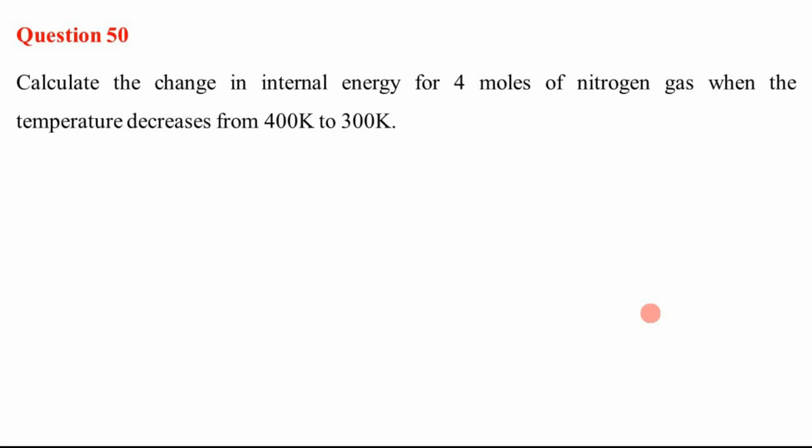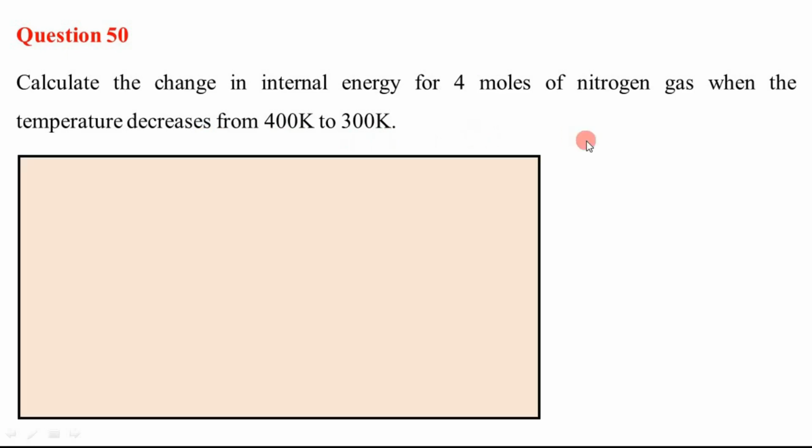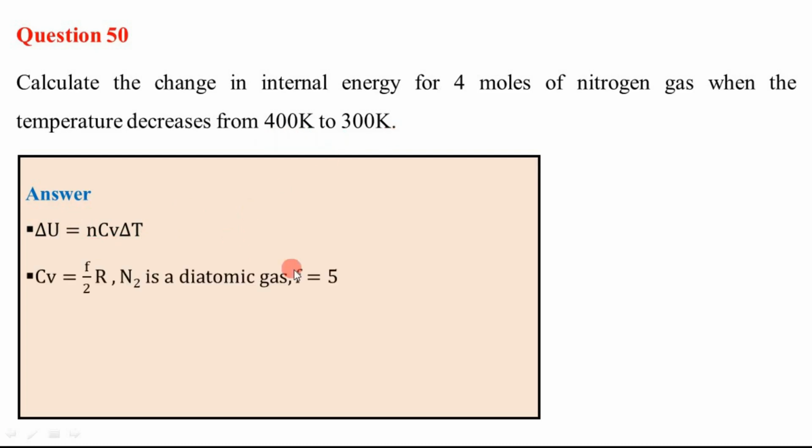Question 50. Question 50 is saying, calculate the change in internal energy for 4 moles of nitrogen gas when the temperature decreases from 400 Kelvin to 300 Kelvin. So it's the same. We are going to use the change in internal energy equal to nCvΔT. The number of moles, you have 4 moles. The change in temperature, we get from here. Then you calculate the CV. CV is equal to F over 2 R.